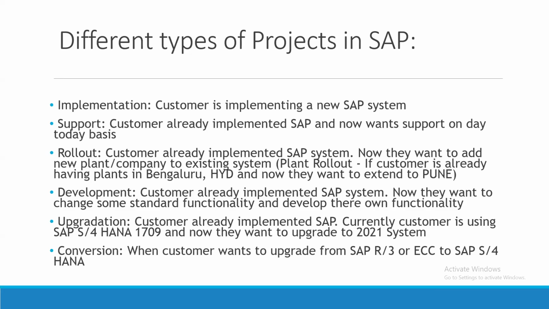Then the second type of project is called a support project. Support project means we have a customer who has already implemented SAP as a system, and now they want support on a day-to-day basis, which means they have already covered the earlier stage. Implementation has already been done. If we continue with the same example of Tata Motors, in this second type of project we can say they have already been using SAP as their software. Their users now know how to use SAP because we have already done the implementation.